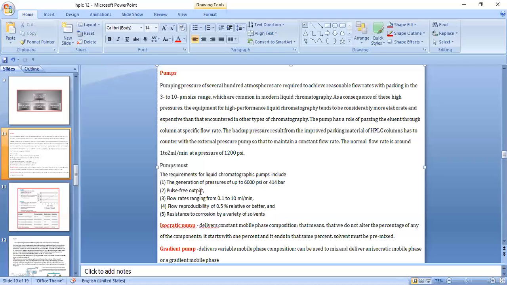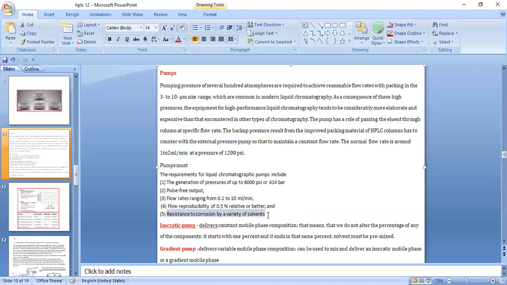The solvent that is flowed through the column should be pulse free. There should be no pulsation in the solvent. It should be able to maintain a flow rate of around 0.1 to 10 ml per minute, but the ideal flow rate is around 1 to 2 ml per minute. There should be a flow reproducibility of 0.5% relative or better. So the reproducibility of the pump should be around 0.5%, or better than that.